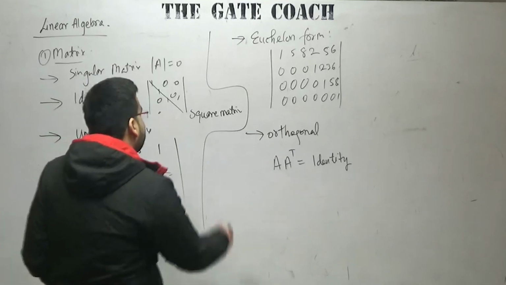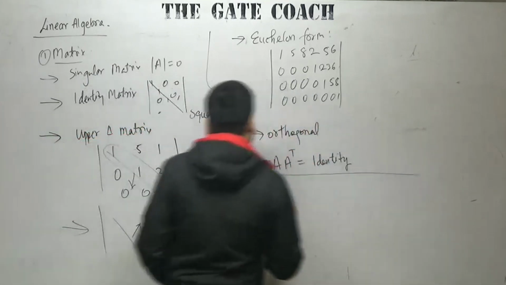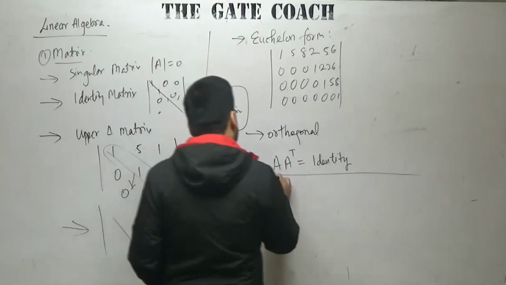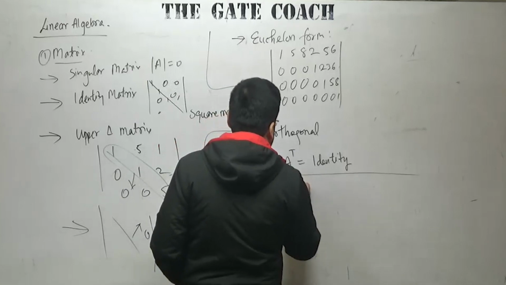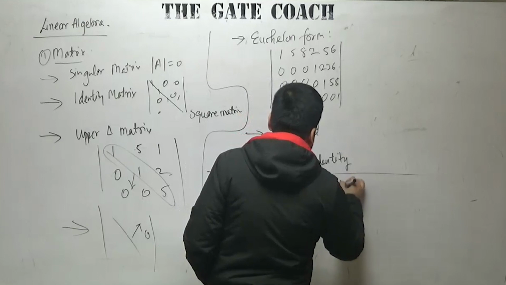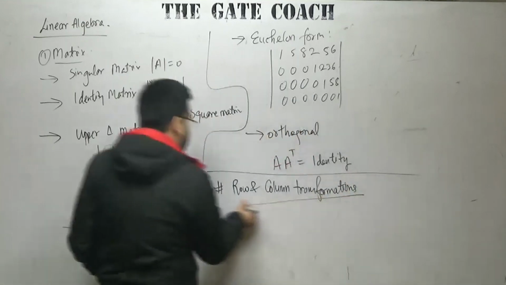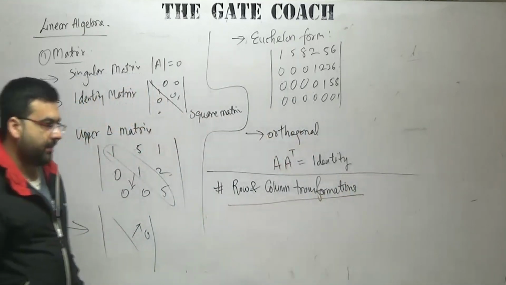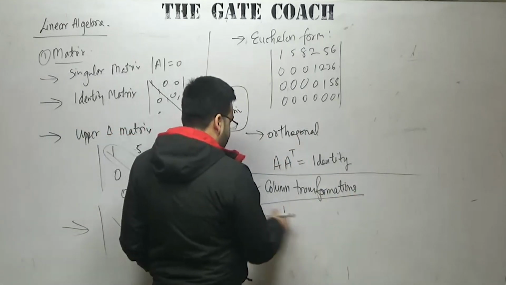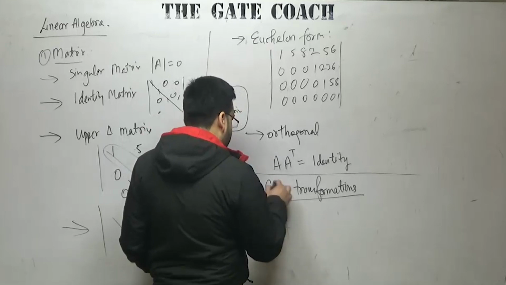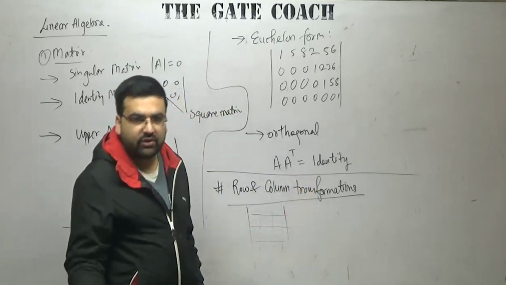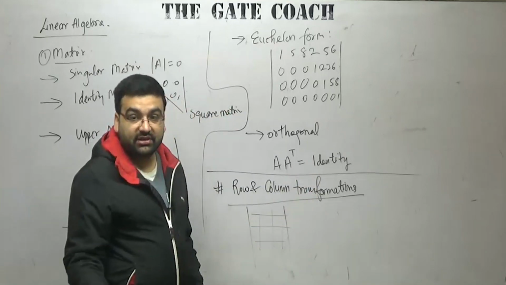After these matrices, we discussed the row and column transformations. Now what are the row and column transformations? I told you that if some row and some column is given to you, you can transform all these things, right? R2 tends to R2 minus 2 times R1, R3 tends to this, that.